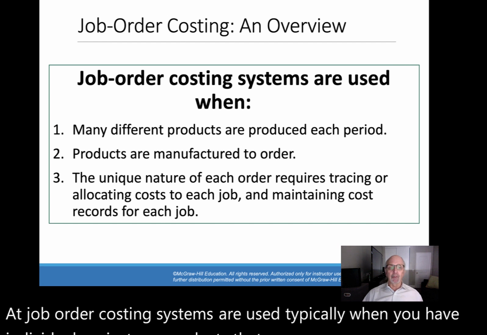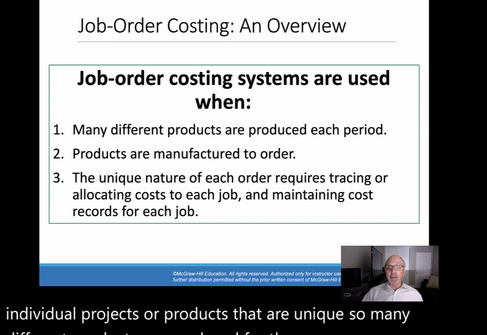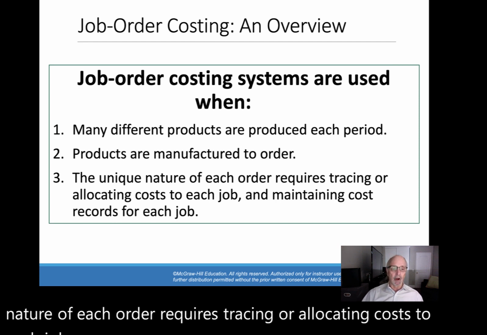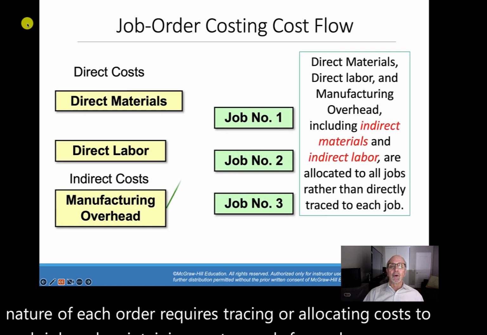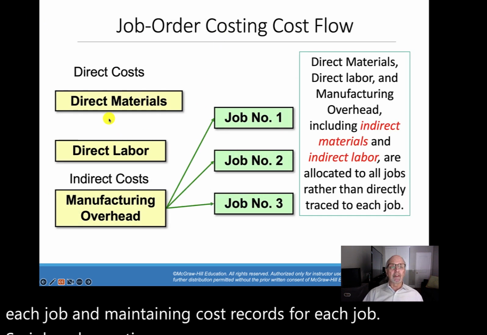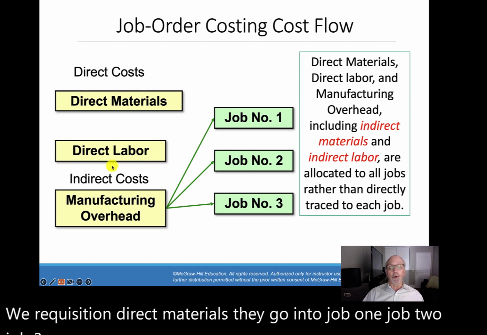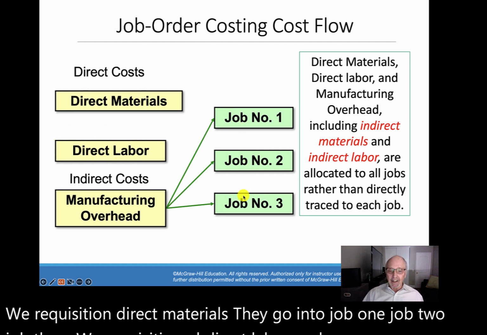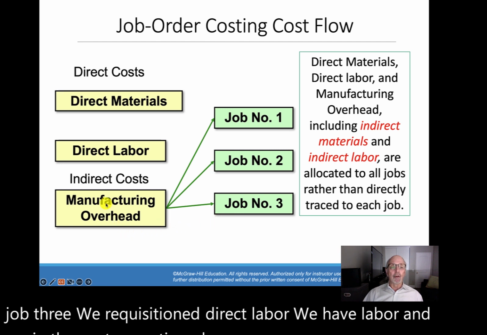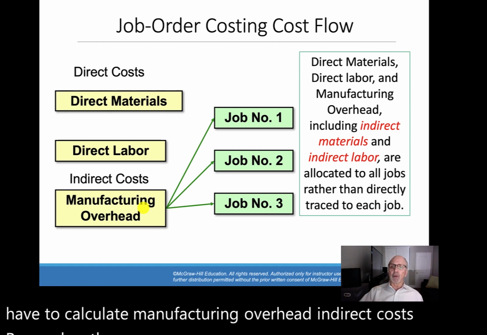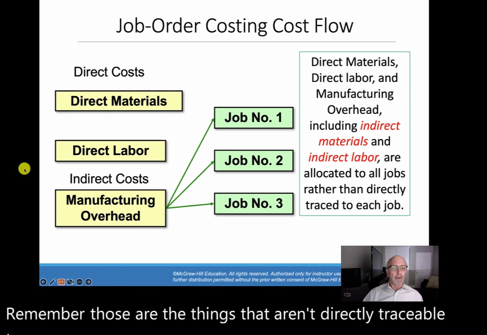So many different products are produced for the period. The unique nature of each order requires tracing or allocating costs to each job and maintaining cost records for each job. So job order costing, cost flow goes like this. We requisition direct materials. They go into job 1, job 2, job 3. We requisition direct labor, and again, they get a portion to each job. And then, of course, we have to calculate manufacturing overhead, indirect costs. Remember, those are the things that aren't directly traceable to the product, and they also have to go to each one of the jobs individually.